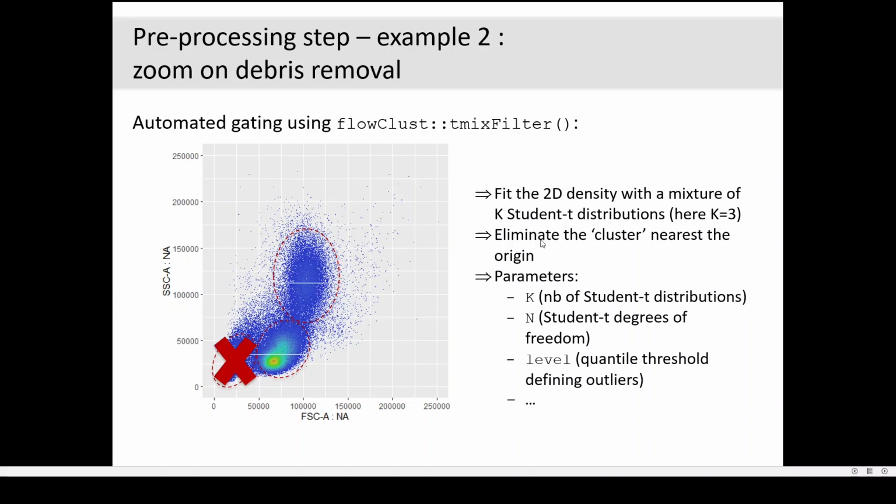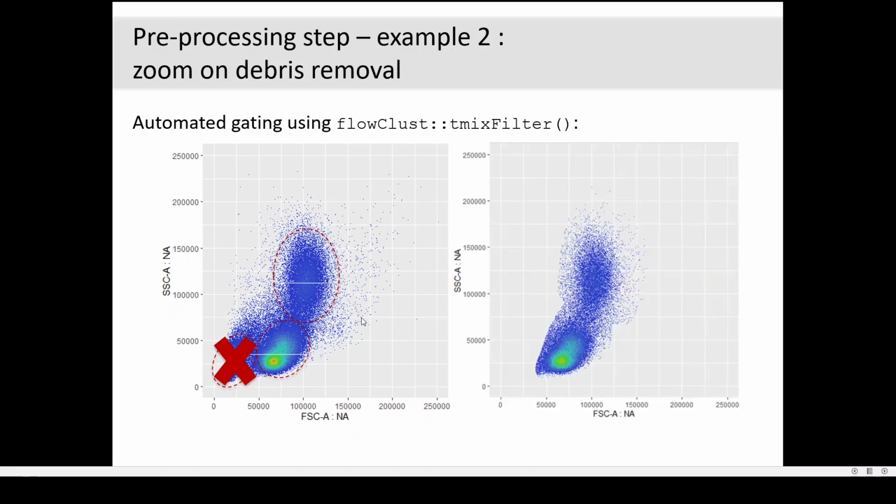Again, this method would take as parameter the number of clusters, so here the number of student T distributions, and some additional secondary parameters, for example, the number of degrees of freedom of the student T's, and other parameters, for example, a level which specifies a threshold which eliminates all events considered as outlier beyond a specific quantile. And so if you apply this algorithm here, we will obtain something that is very similar to what we have on the right hand side.